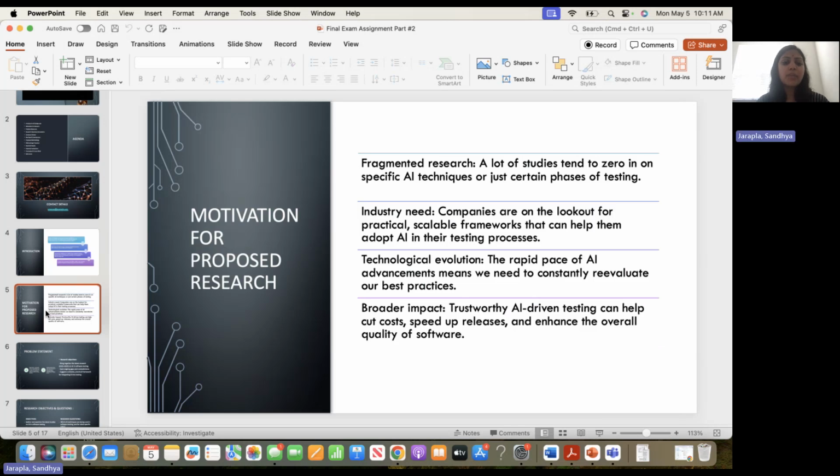So, the motivation for my proposed project: how did I pick it? There's a growing number of AI techniques entering into software testing, but we lack a unified framework to guide their integration. So my motivation stems from that gap. I can synthesize existing research and offer a practical path forward for both researchers and industry professionals.